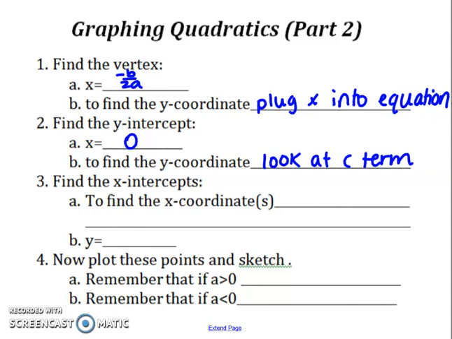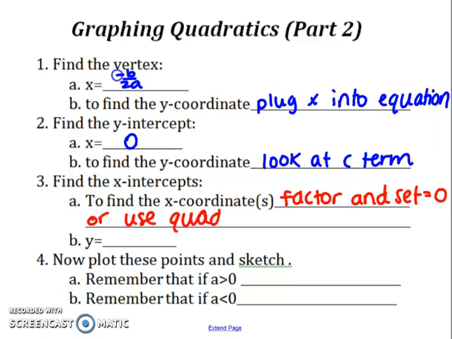To find the x-intercepts, that's the newer thing that we've been working with, and there are two things that we could do. To find the x-coordinates, we could factor and set equal to 0, or we could use the quadratic formula. Now remember, you can use the quadratic formula every time, but I would say try to factor first. If you can factor, great. If you can't factor, then use the quadratic formula. When we have an x-intercept, the y value would be 0.